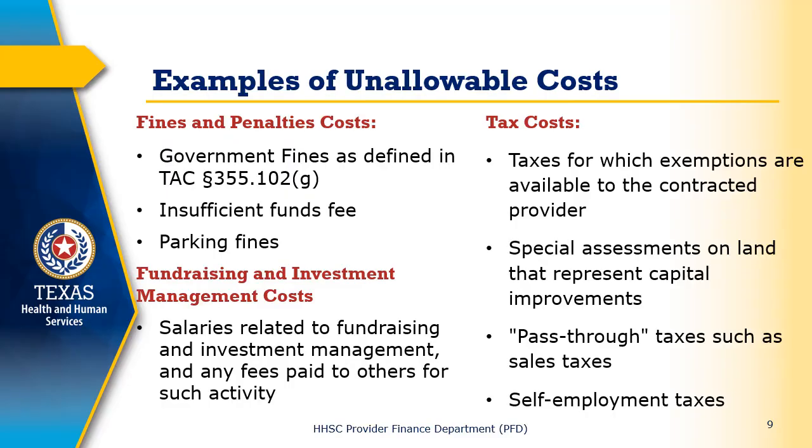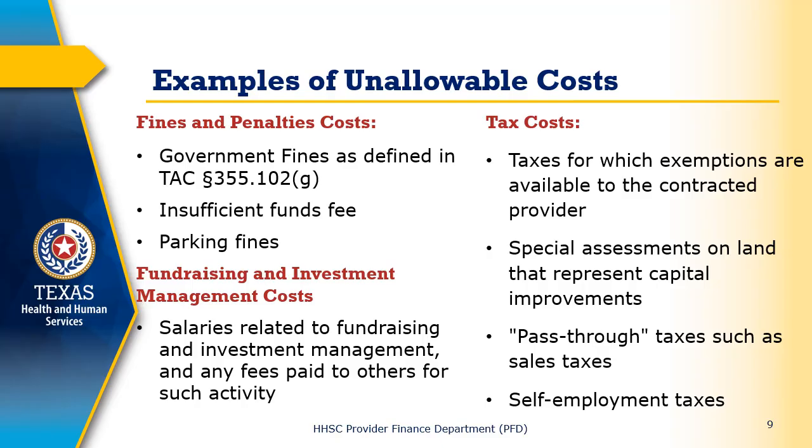According to TAC, Section 355.102g, government fines, which encompass penalties for breaches of various regulations, statutes, and ordinances, are excluded from allowable costs. Fines and penalties or charges incurred due to late payments on taxes, utilities, mortgages, or loans, as well as costs related to insufficient banking, are not eligible for inclusion in cost reports. Additionally, insufficient fund fees and parking fines are explicitly excluded from reimbursement as they are considered personal liabilities rather than business expenses. The next example is fundraising and investment management costs.